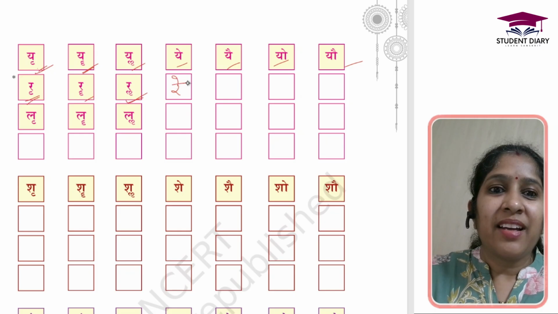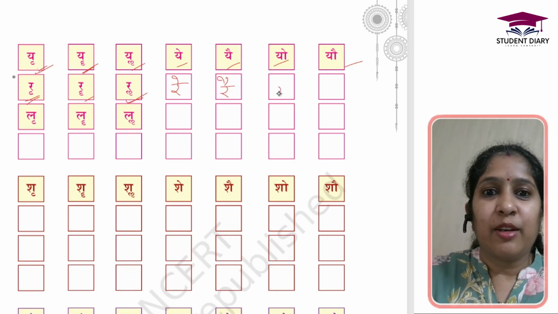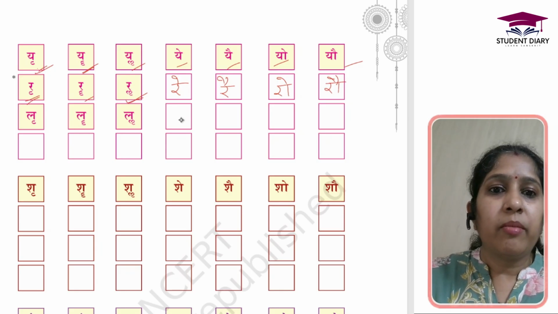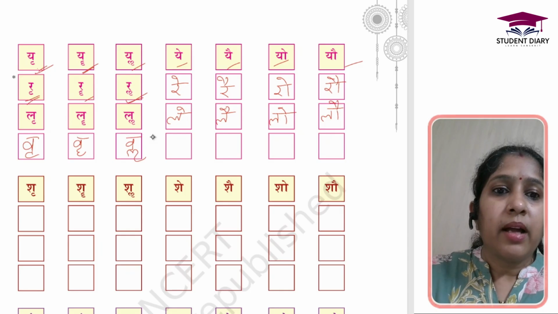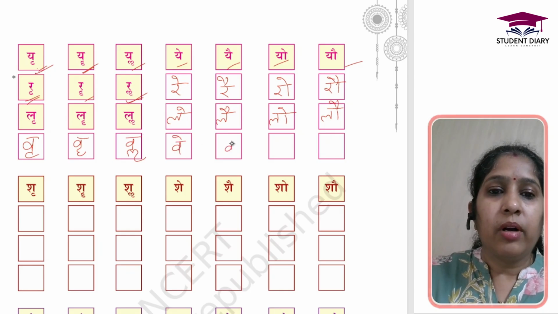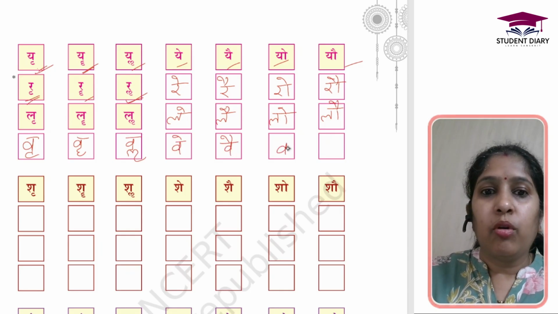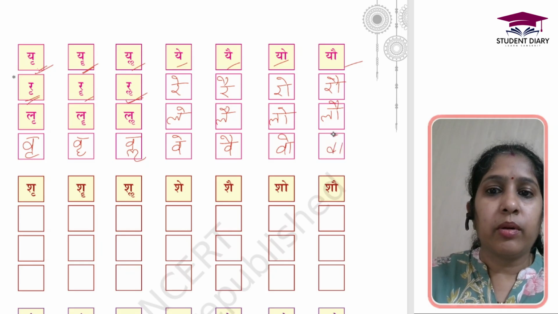And then it's going to be re, ray, ro, and row, correct? Then for la, it is going to be lay, lay, low, and low. And what comes after la? It is v. So it is going to be vri, then vru, then vru, correct? And then it's going to be ve, vai, vo, and vow, correct?